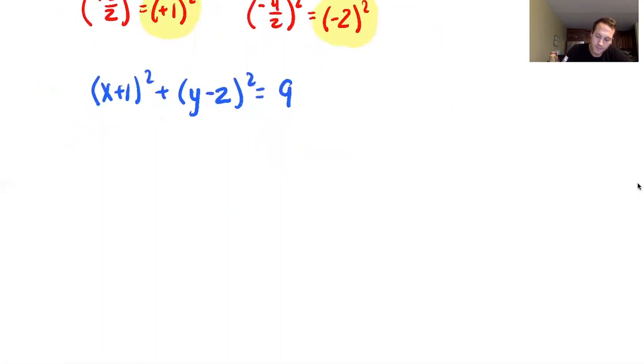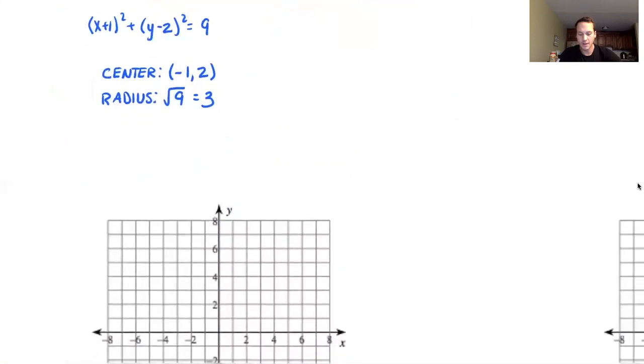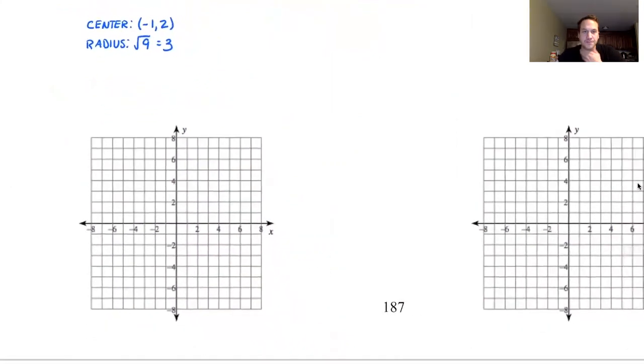From there, opposite of positive 1, opposite of negative 2. Square root of 9 is 3. Now, how do I graph something like this? If you guys remember, what we're going to do is we're going to plot the center. Negative 1, 2. Once you plot your center, go the radius amounts of unit up, down, left, and right.